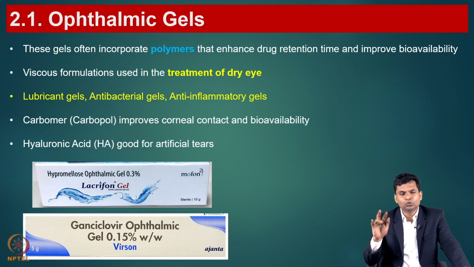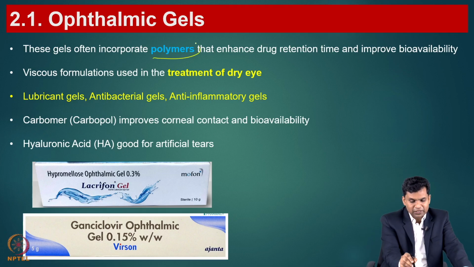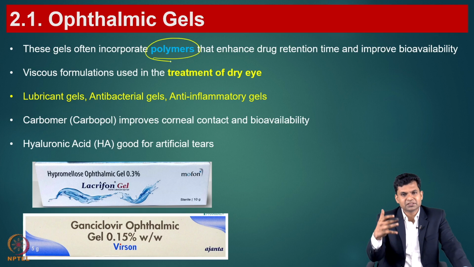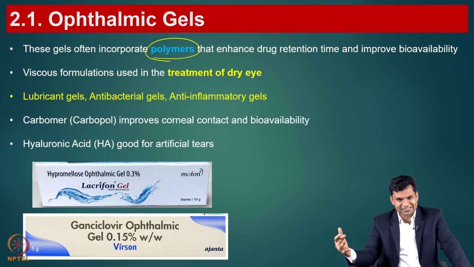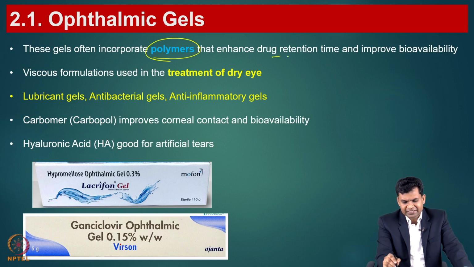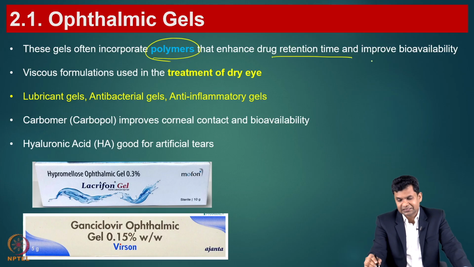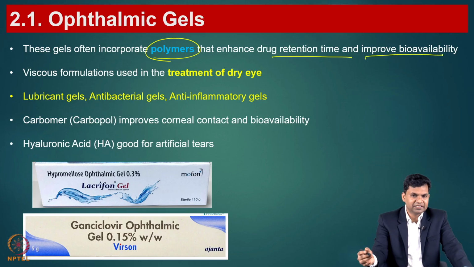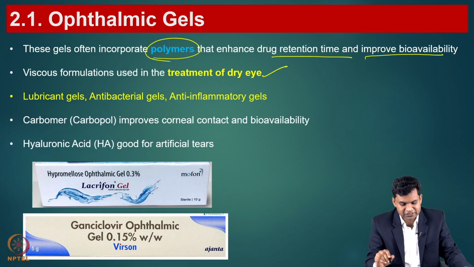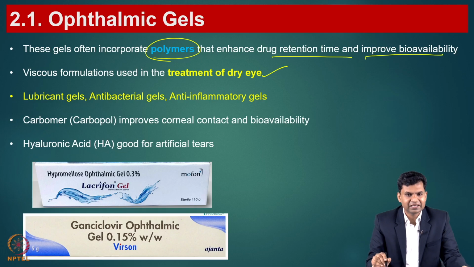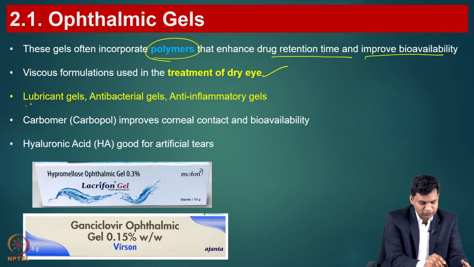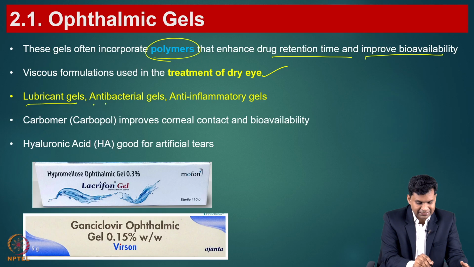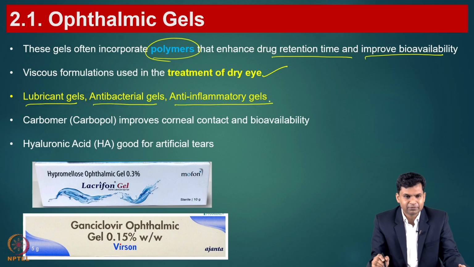Here we have two different formulations. One is the ophthalmic gels. Here we use the polymers, and we convert the drugs and our excipients into gels. So, the retention time will be very high, and that will improve the bioavailability. Most commonly we use this formulation for dry eye treatment, as well as lubricants, antibacterial gels and anti-inflammatory gels.